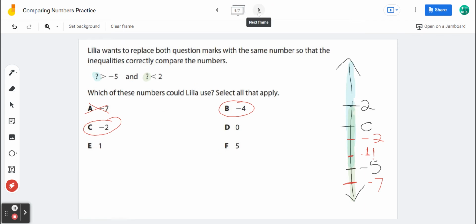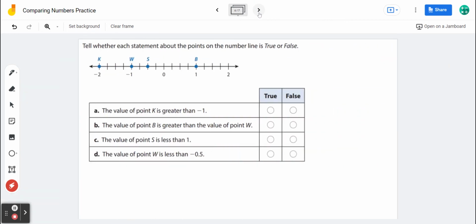Number 6. Tell whether each statement about the points in the number line is true or false. And they give us a number line, and then they give us some statements. Letter A. The value of point K is greater than -1. So point K, K is right here.